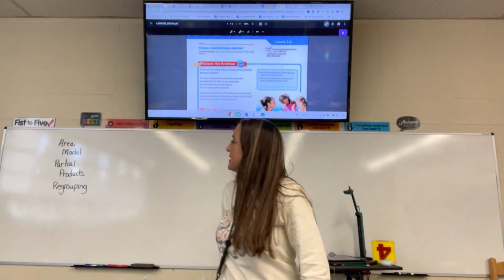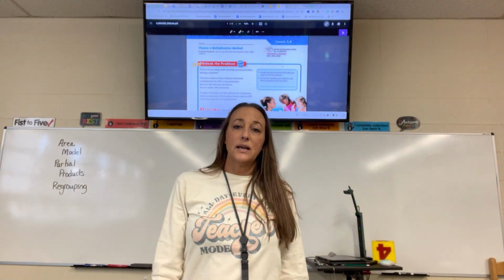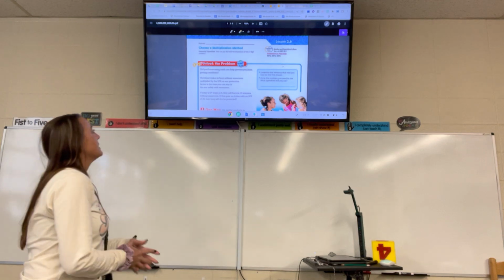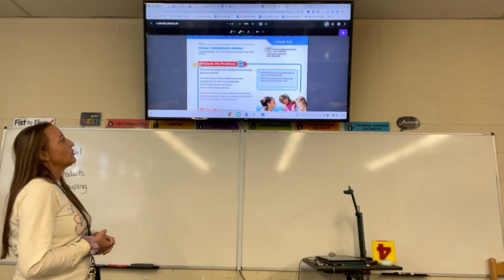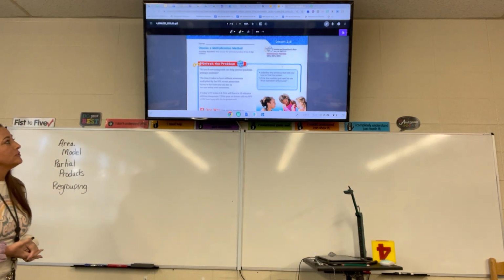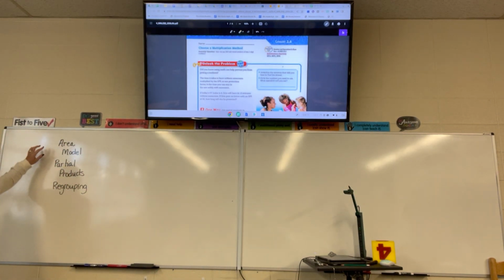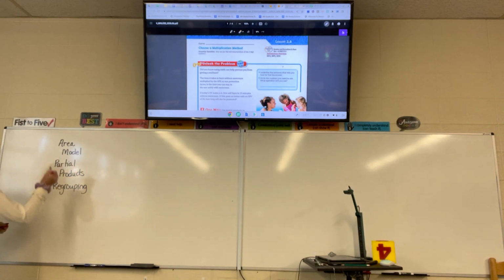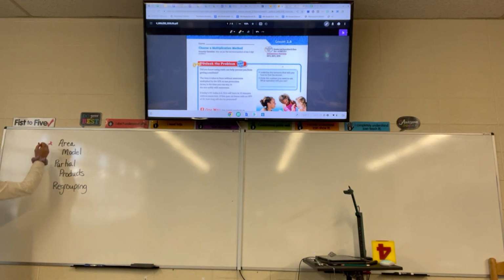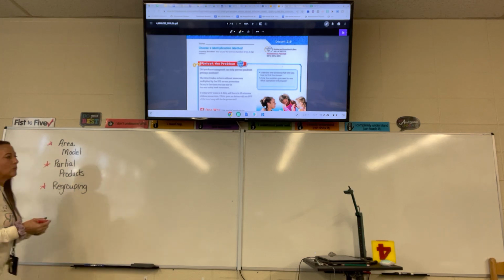Today we're doing lesson 3.6, choose a multiplication method. The essential question says, how can you find and record products of two-digit numbers? So we've learned 3 different ways to multiply two-digit numbers by two-digit numbers using an area model, partial products, or regrouping.